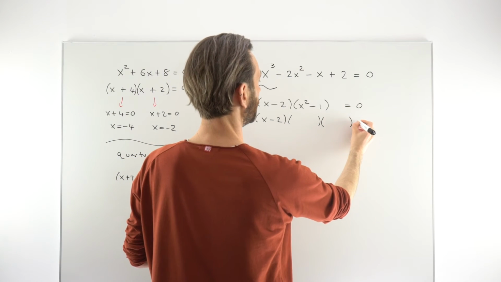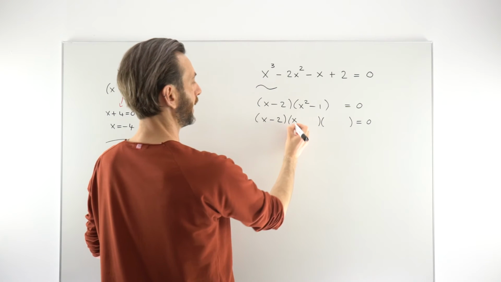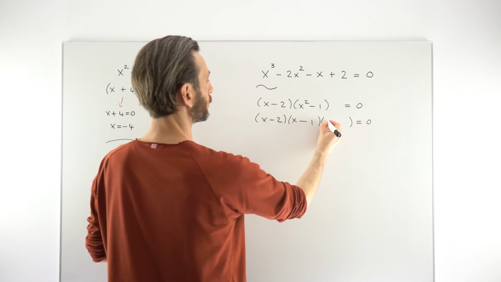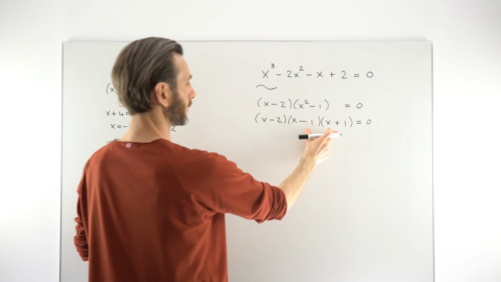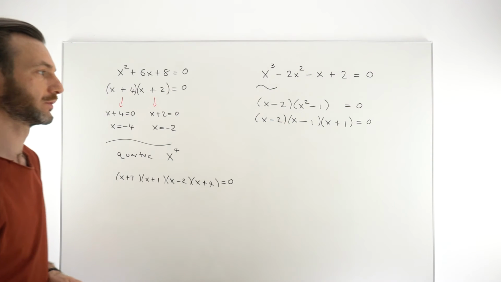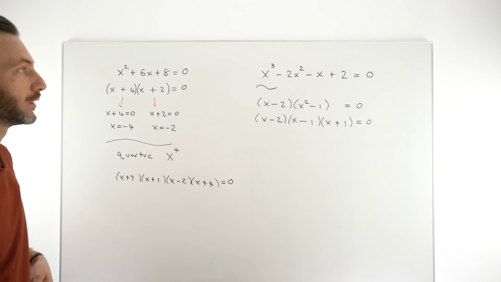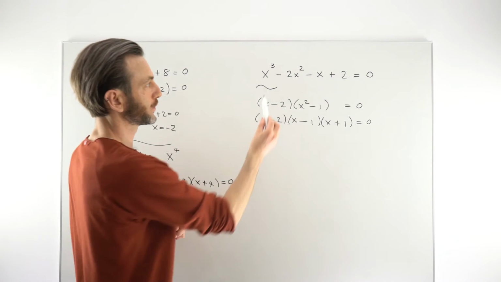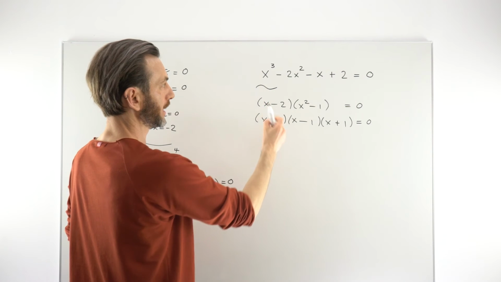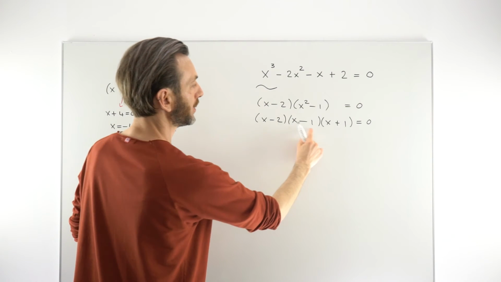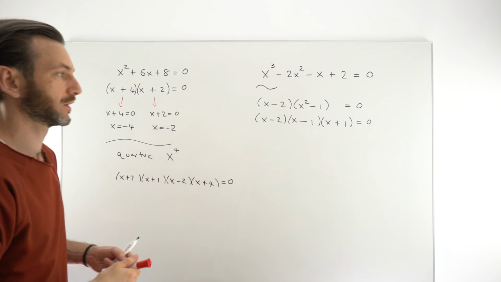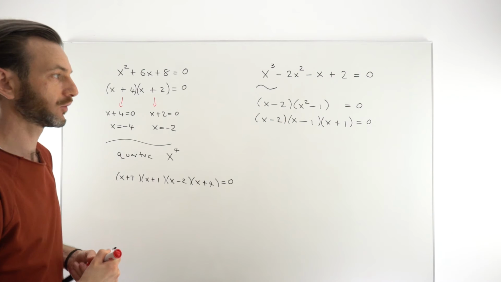So if we fully factorise it, we would get x minus 2, and then x minus 1, x plus 1. That's just how we factorise a difference of squares like that. So at this point, we're looking good, right? Because we started off with a cubic, a power of 3. We factorised it. We've got 3 unique brackets, which is going to give us 3 unique solutions.